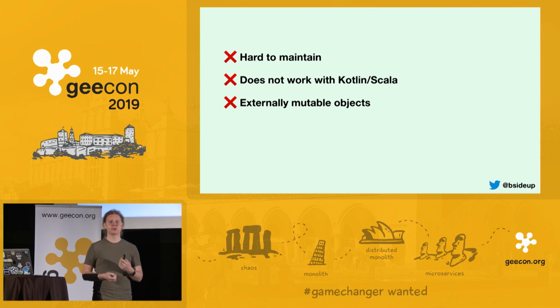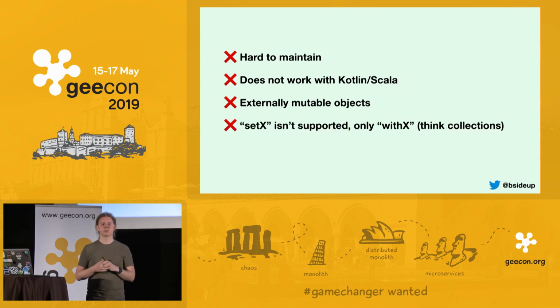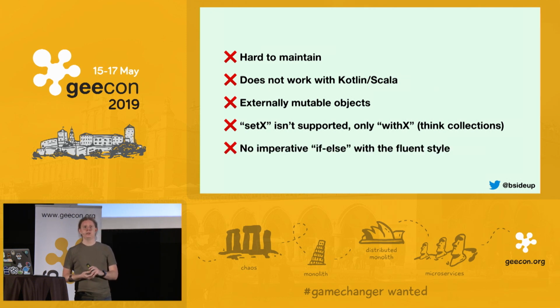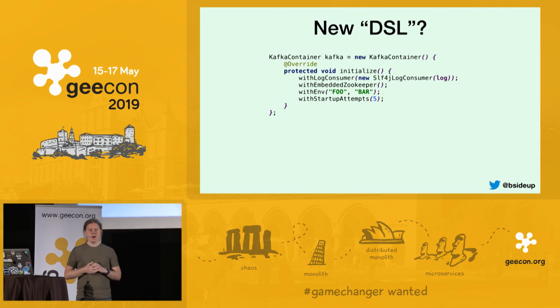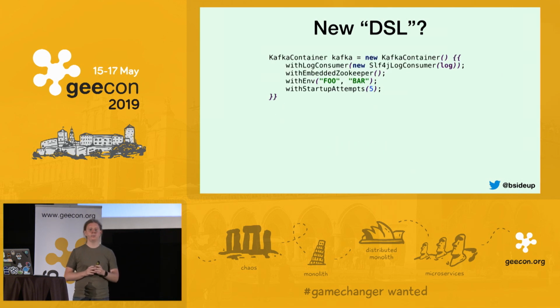It makes objects externally mutable, and we cannot support normal setters like setX. We can only support withers. And if you need to imperatively configure something, like if this system property is set then this, otherwise that, it doesn't work. I'm happy to present what we came up with, and that's our new DSL idea. What I'm telling here is not something already implemented, but that's the plan for future versions. And it can look like this, or actually, it may even look like this.